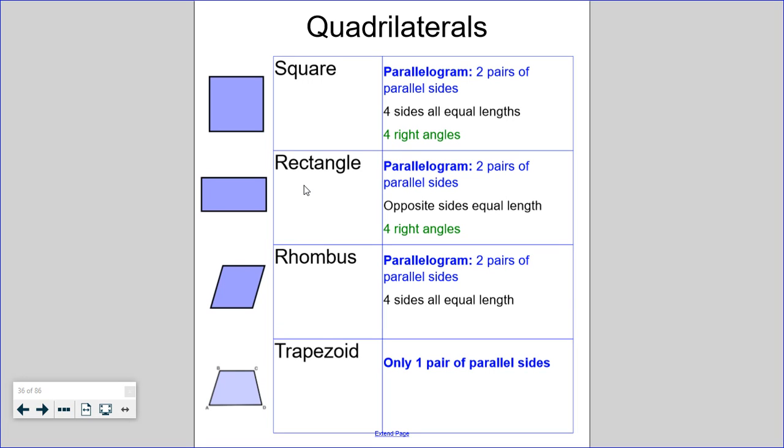Rhombus is our third type. It is also a parallelogram. It has two pairs of parallel sides. And a rhombus has four sides that are all the same length, just like a square. What makes a rhombus a little bit different is it does not have four right angles. And then last is a trapezoid, and a trapezoid is not a parallelogram. It is not because it only has one pair of parallel sides.